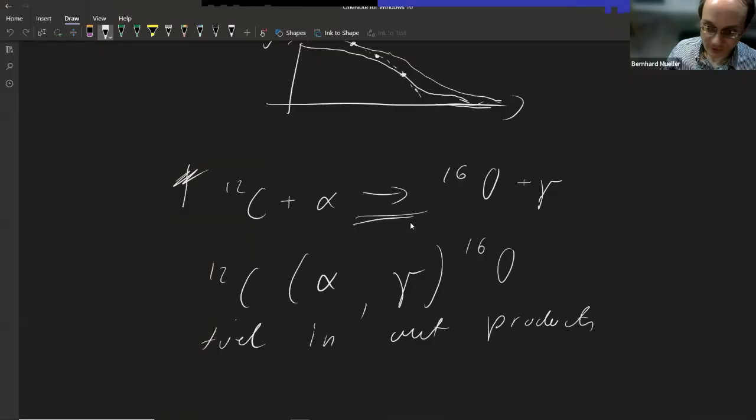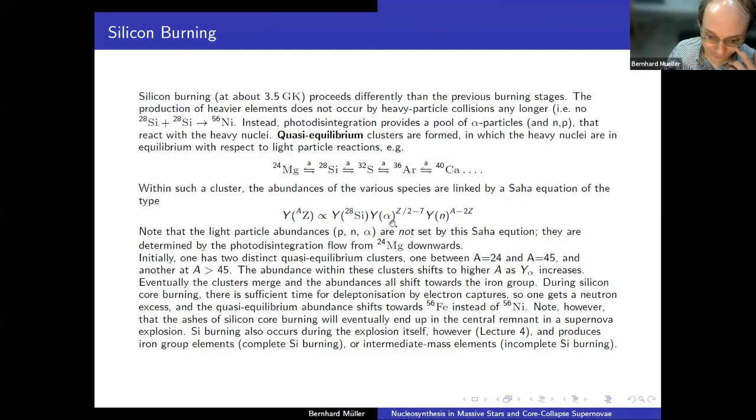So the important takeaway for you, this is just good background knowledge, is that silicon burning is not that two-particle reaction that we're familiar with from earlier burning stages. You slowly transition to an equilibrium distribution of nuclei mediated by alpha captures and alpha emission. And the more alphas you have, the more this will shift actually to the iron group.